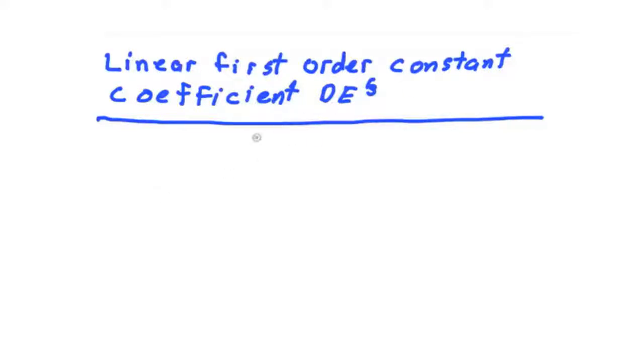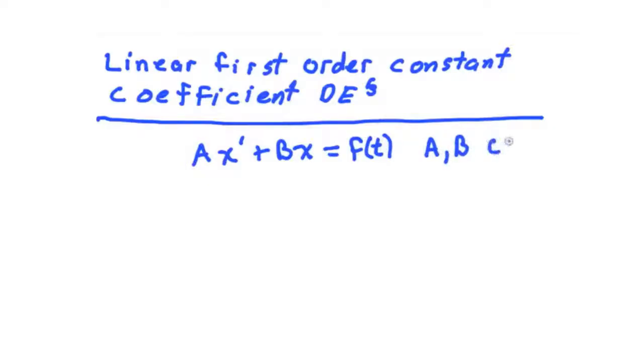Hello, today we're going to talk about linear first-order constant coefficient DEs. So these are DEs of the form a x prime plus b x equals f of t. First order because there's only one derivative. Constant coefficient because the coefficients of x and x prime, a and b, are constants. There, I'll just abbreviate constant like that.